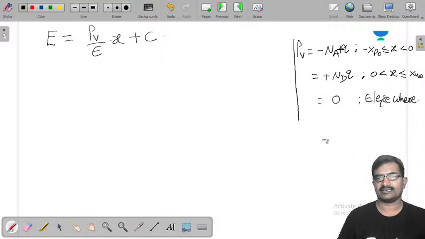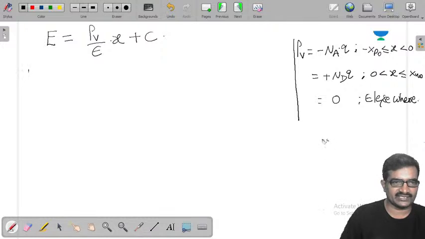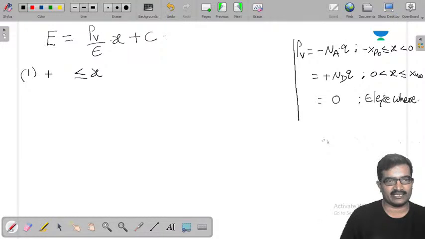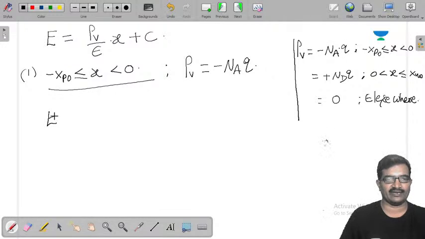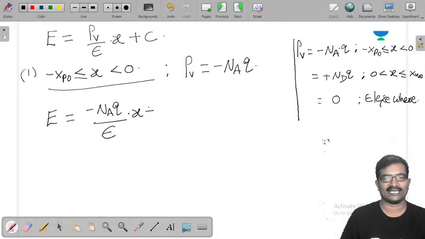Now just take the equations one after another. Now I am taking the first case, in the region where x is greater than or equal to minus xp naught and less than 0. We know that in this region rho v value is minus Na into q. Just substitute this value. Therefore electric field E is equal to minus Na into q by epsilon into x plus c.